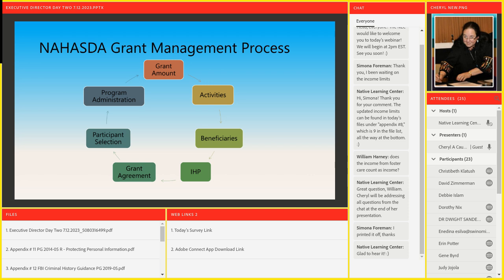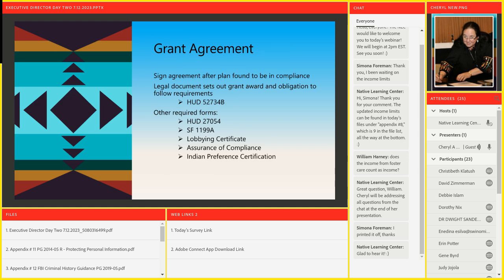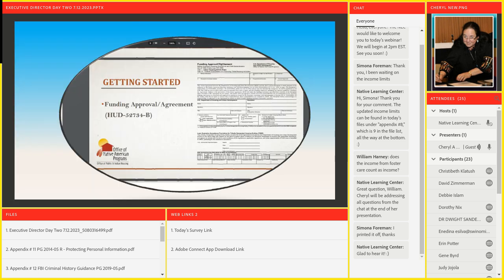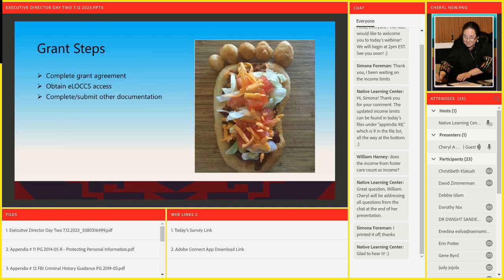Your grant management is to make sure that you know your grant amount, what activities you're going to do, and who your beneficiaries are going to be. You list it in the IHP, execute your grant agreement, select your participants, and then run that program. So these are the grant agreement documents that you will have to make sure that you have in place: your Indian preference certificates, lobbying certificates, various documents in a package that will be put together by HUD. And this is what your HUD 52734, that funding approval agreement, looks like.